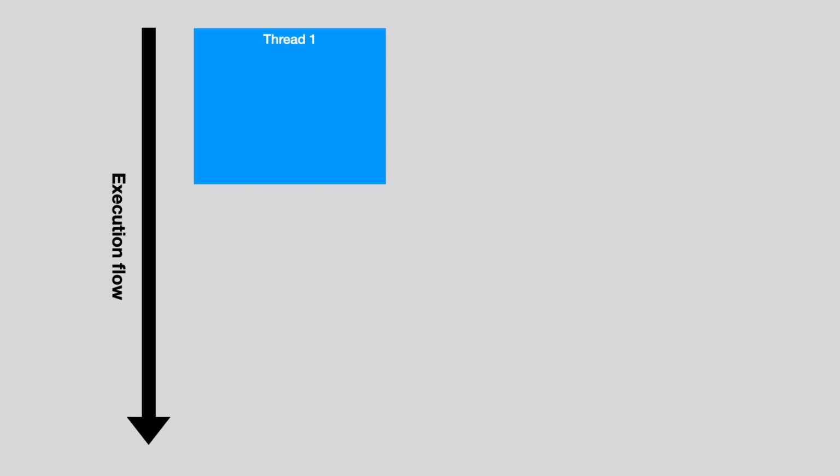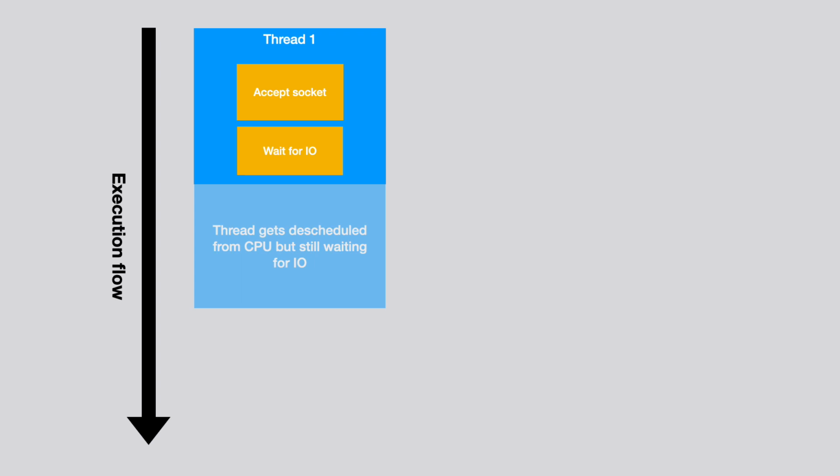Here's our example with our execution flow going from top to bottom here. So here is our threaded example. We've got our thread number 1, not using fibers, just plain old threaded request handling. So we accept a socket, and now we're waiting for data to come off of that socket. While we're waiting for that data, the operating system is going to detect that we are not making any progress, we're not doing any work. The thread's going to get descheduled. That CPU is going to go to somebody else, and we're not getting work done on that processor anymore.